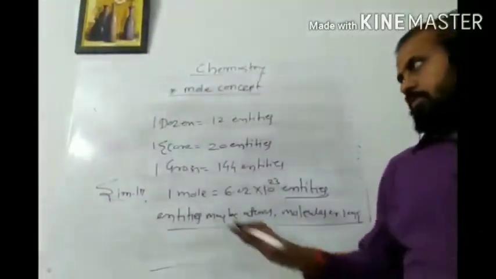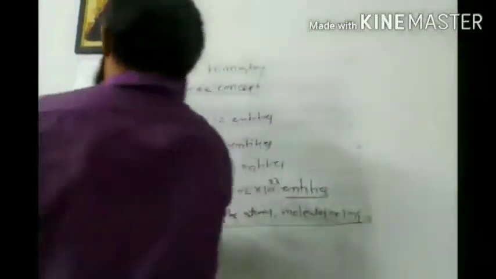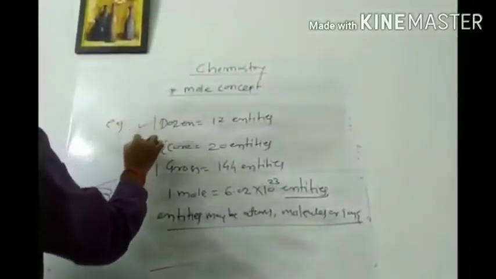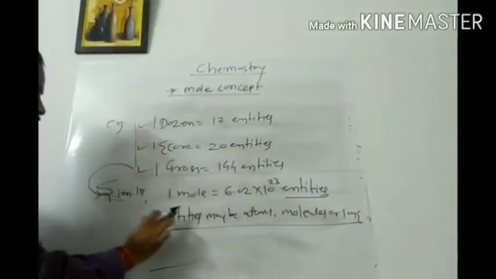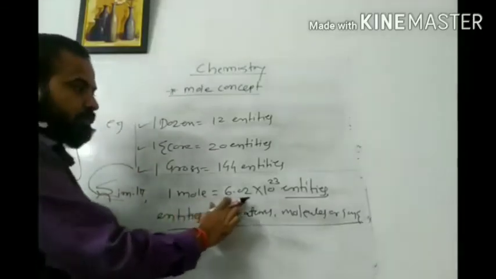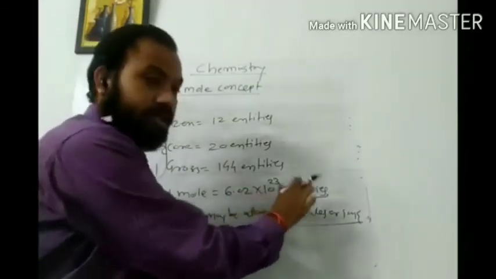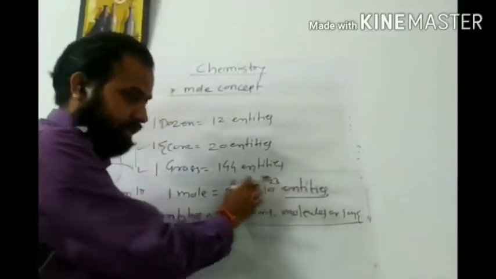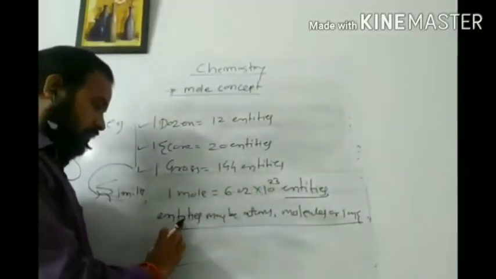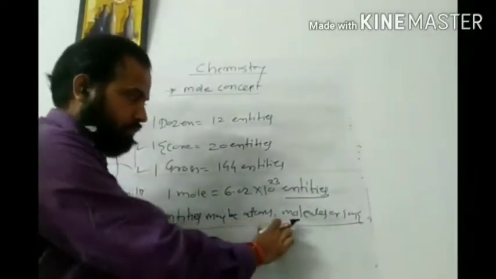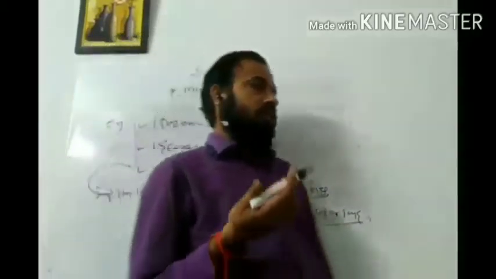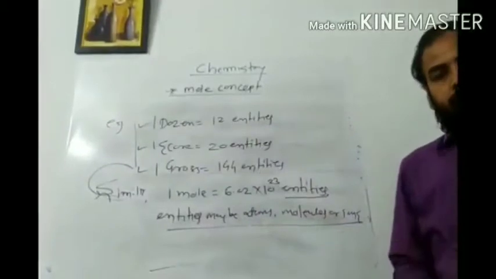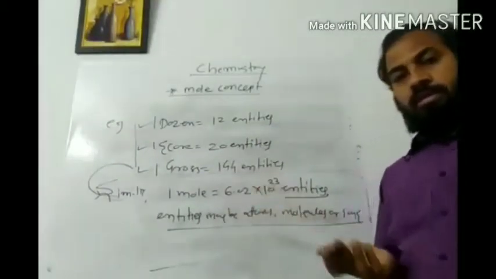Okay, so I'm giving you just examples. So these are nothing but the examples 1, 2, and 3. With the help of these 3 examples, I am trying to explain the mole concept. Or 1 mole equal to 6.02 into 10 raised to 23 entities. Now here, entities in case of mole means what? Entities may be atoms, maybe molecules, or maybe ions. Okay, whatever the particular compound or element or atom, it is available in that particular form.